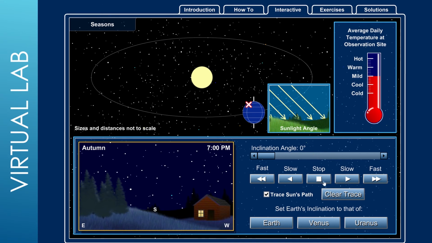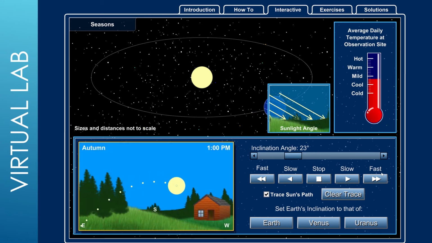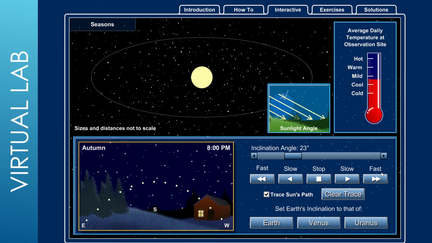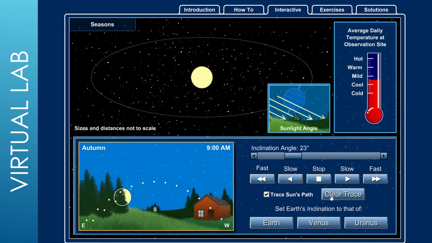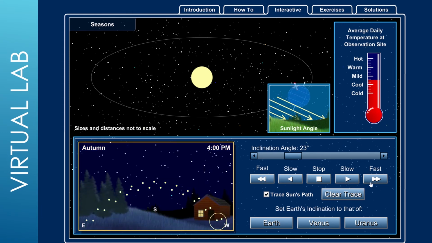We're going to clear our trace here. And what we're going to do is set this to Earth's tilt. So our location is right there at that X. And so we're going to have this thing start going. And what we'll notice as we go around is that the temperature will change. So right now the northern hemisphere, our little X, is actually pointed away. We're getting less direct sunlight, and so the temperature is relatively cool or cold.